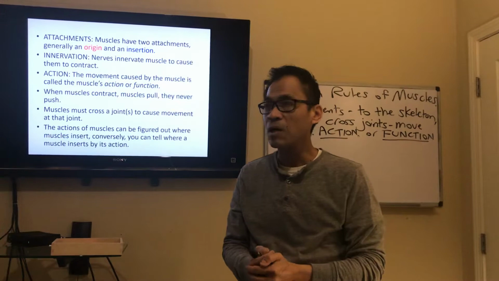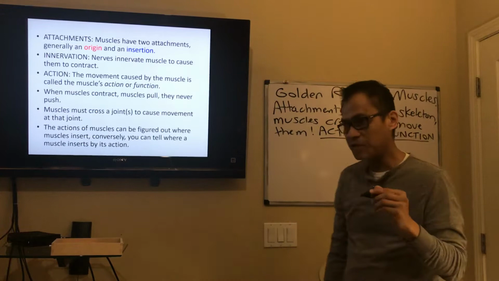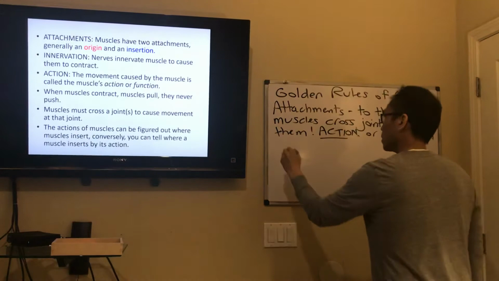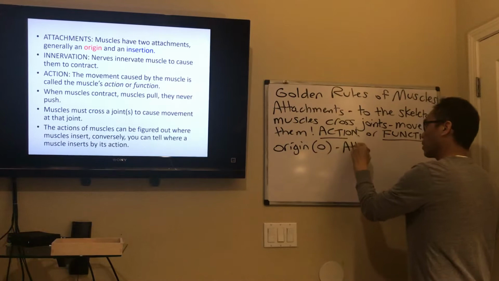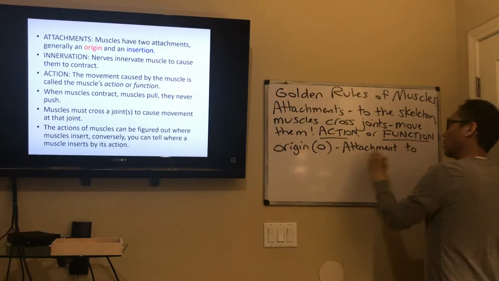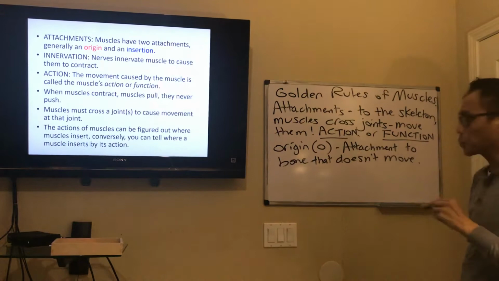So what's the O's and I's, the origins and the insertions? The origin is the muscle attachment to the bone that basically is mostly not moving. Origin, O. The attachment to the bone that doesn't move for the most part. So the insertion is the attachment to the bone that's moving.